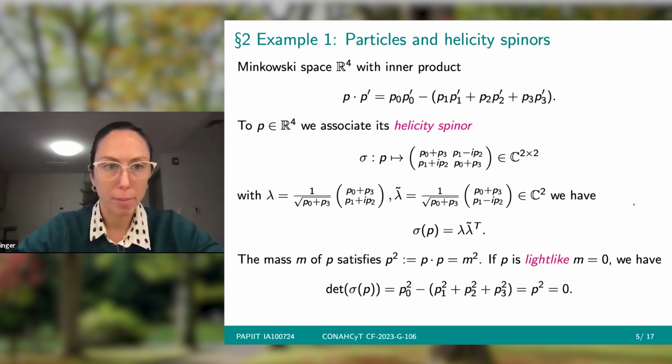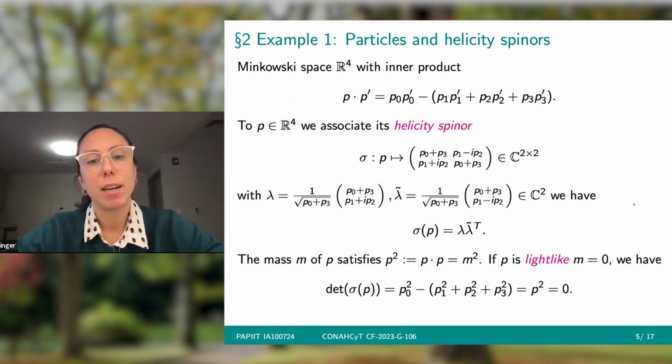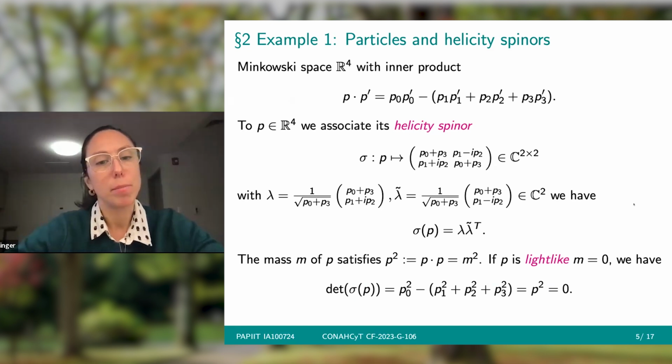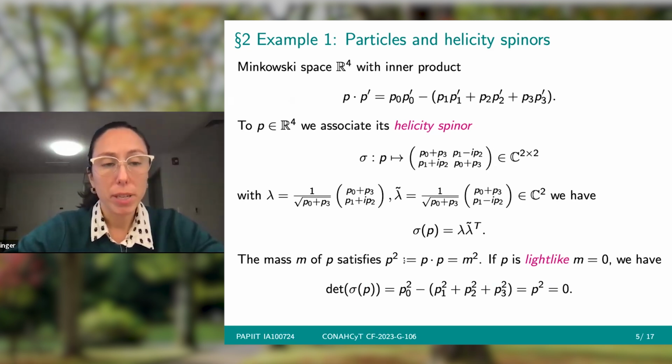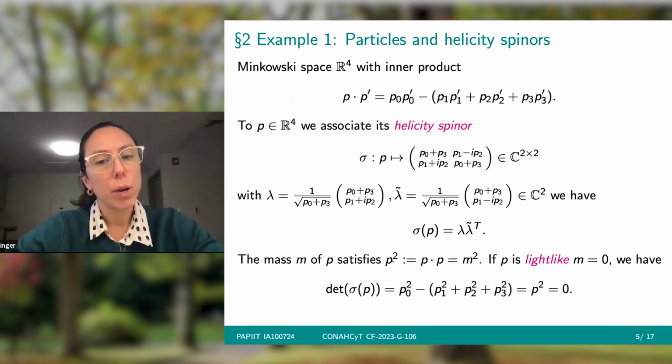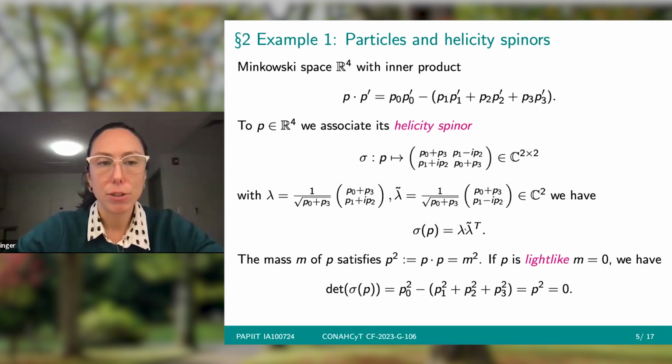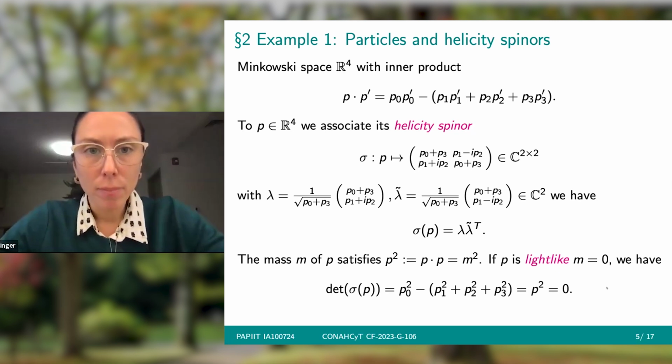And one good thing about this parametrization is that it remembers very compactly what the mass of my particle is. In general, the mass of my particle satisfies that p squared is m squared, m being the mass, and p squared is physics notation for taking the inner product of p with itself. And the particle is light-like if its mass is 0. And this is captured by the determinant of this matrix. So in particular, if lambda times lambda tilde transpose is 0, this is the decomposition of a helicity spinor of mass 0.